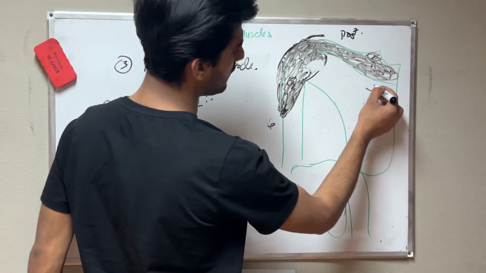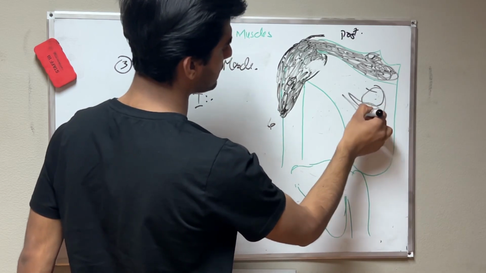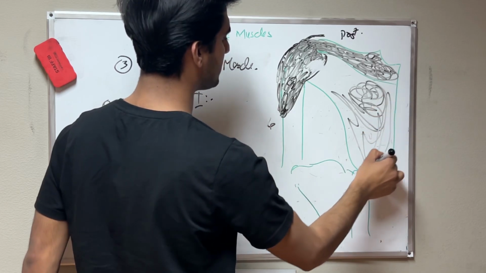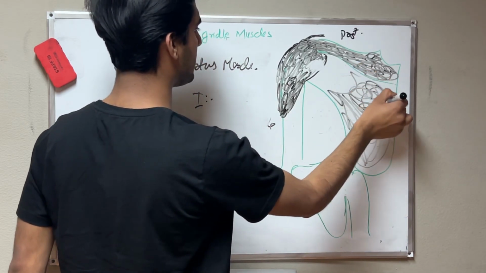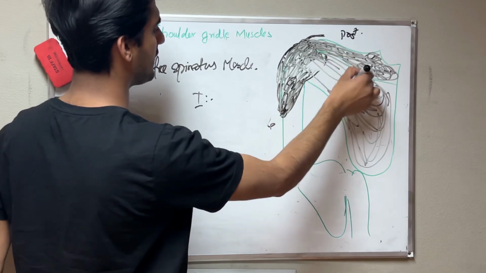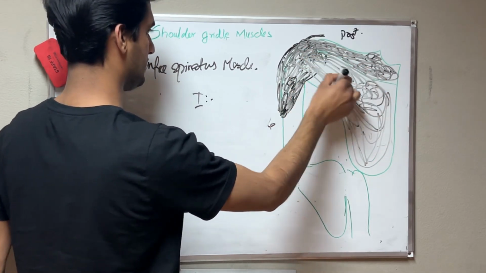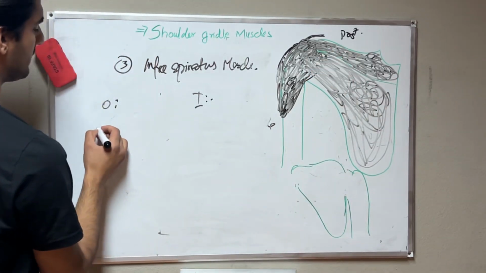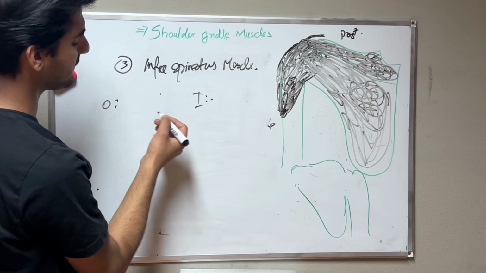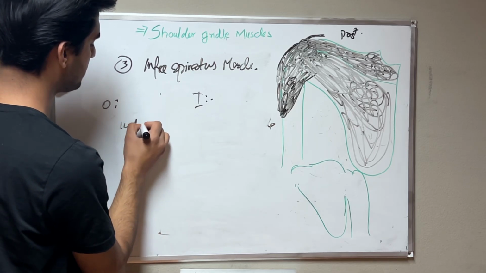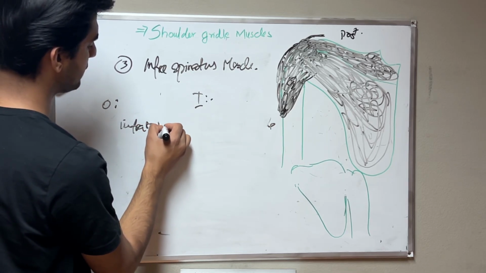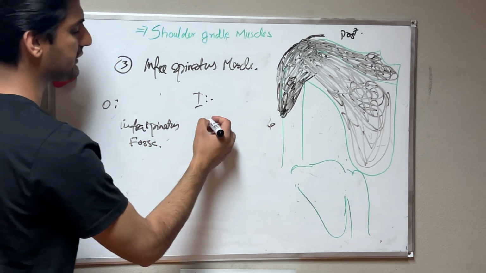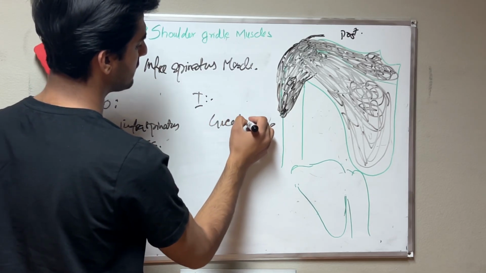So now what is this hole? This is the infraspinatus fossa. This is the infraspinatus muscle, and this infraspinatus muscle is also inserted into the same region, the greater tubercle. So we will write: origin of the infraspinatus muscle from the infraspinatus fossa, and insert into the same greater tubercle of humerus.